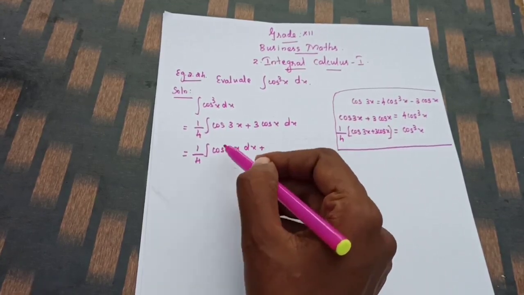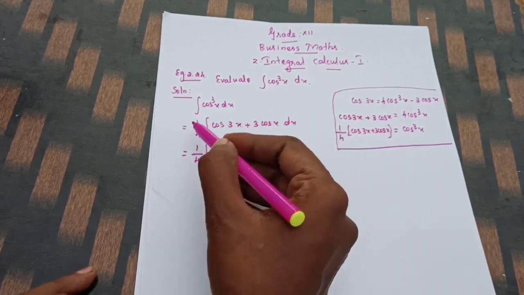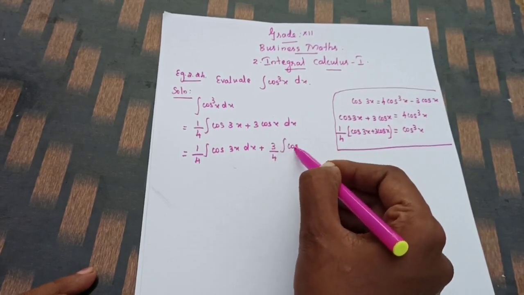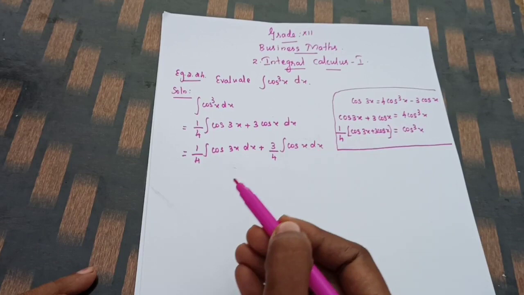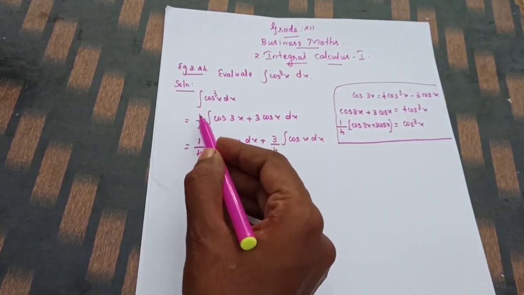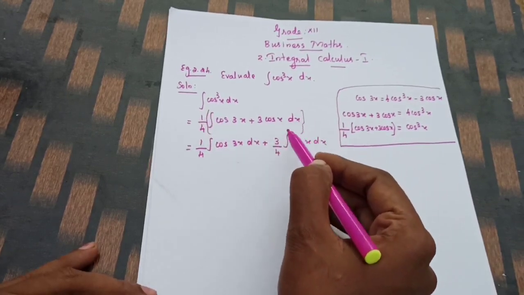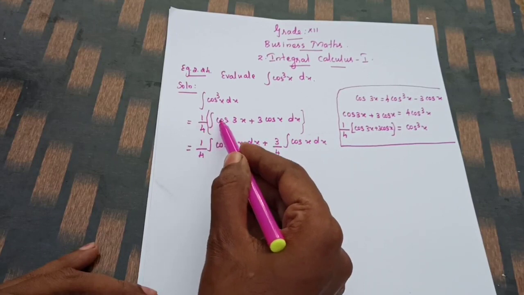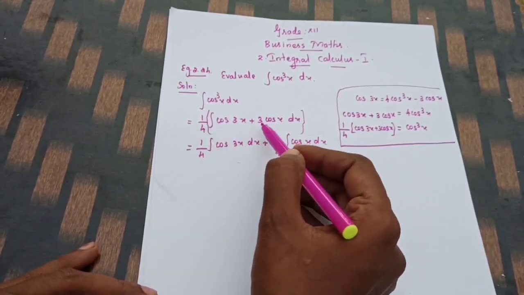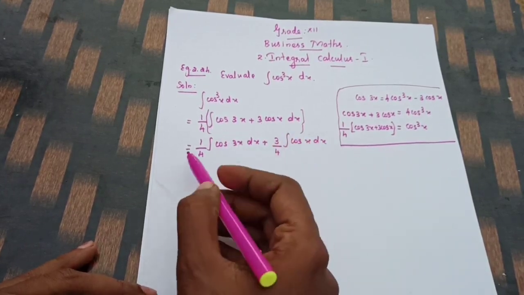1 by 4 is there for this one. So if you multiply it inside, what will happen? 1 into 3, 3 by 4, so the integral of cos x dx. Have you all understood what I did? I multiplied the constant inside. 1 by 4 is outside, so that is common for both, so I brought it inside. So 1 by 4 into the integral of cos 3x dx, and 3 by 4 into the integral of cos x dx.